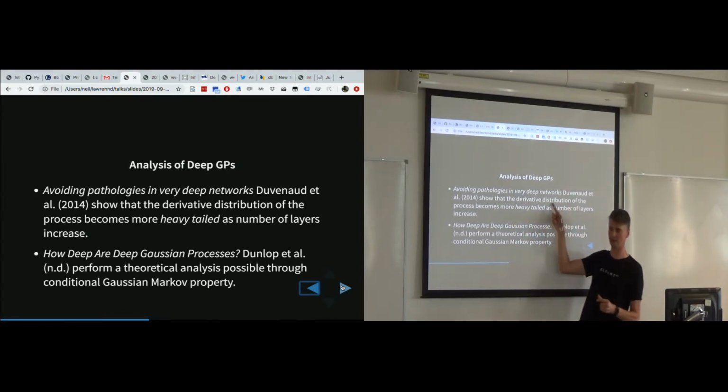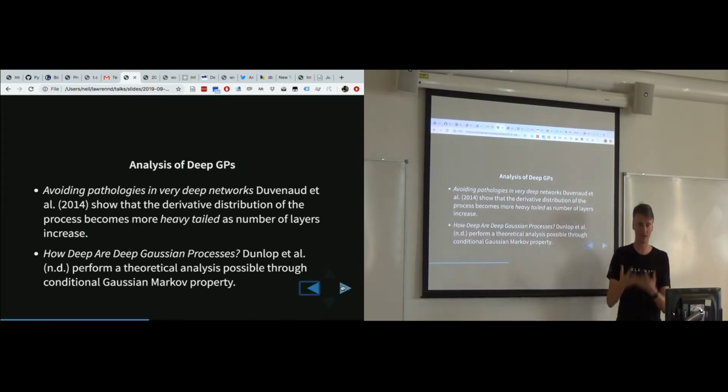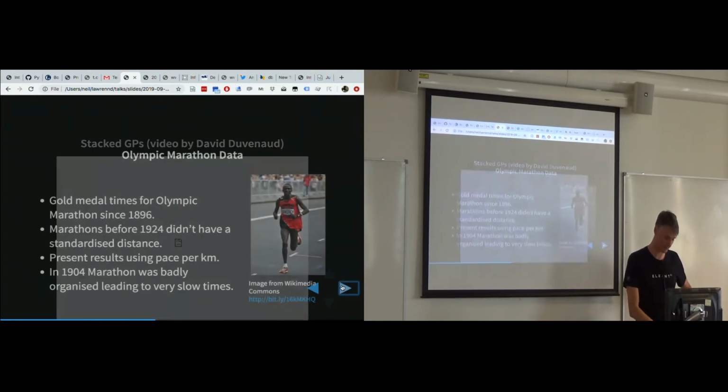So they do a lovely theoretical analysis that says, under certain conditions, the derivative distribution of the process you are building becomes more heavy-tailed as the process goes deeper. And there we can see we're getting away from the Gaussian marginals. Okay, there's a video of some of that stuff.